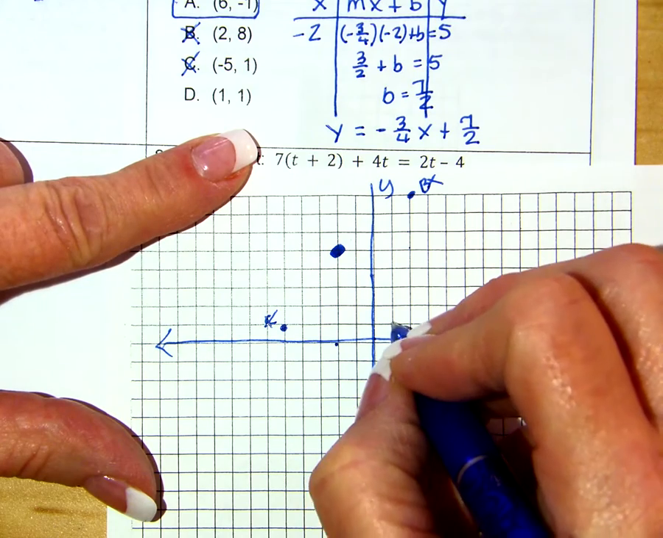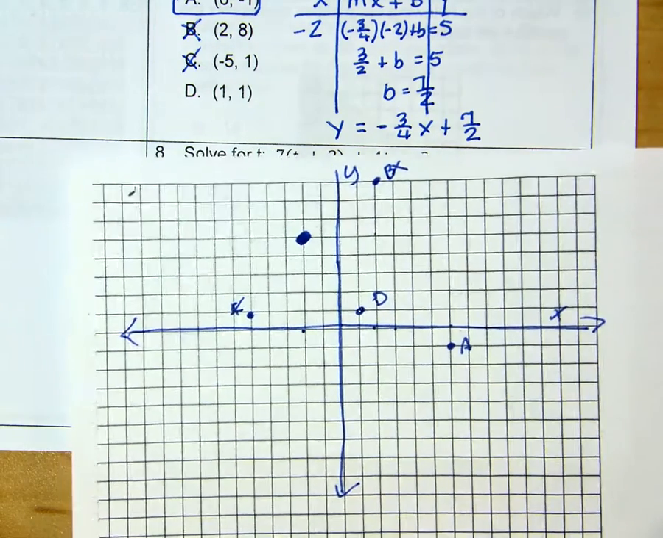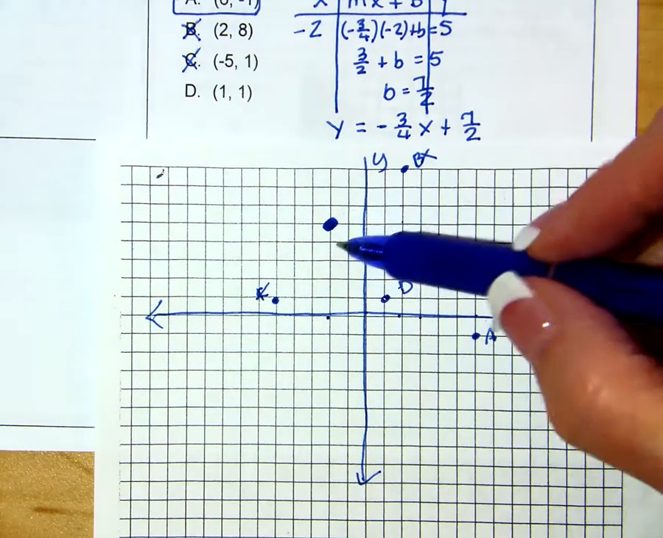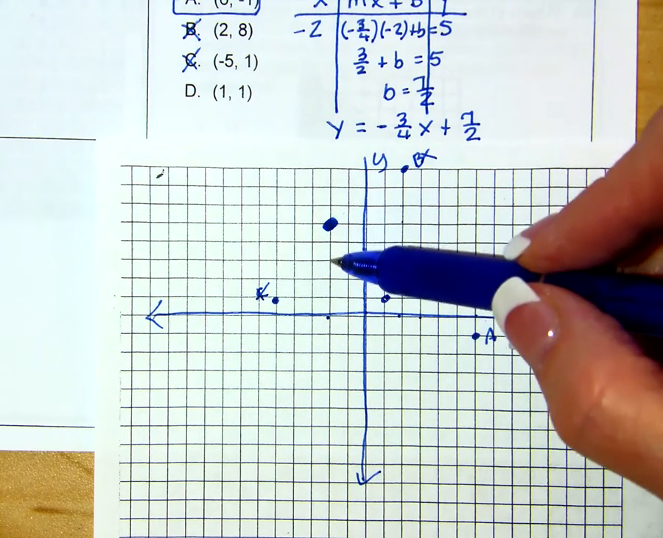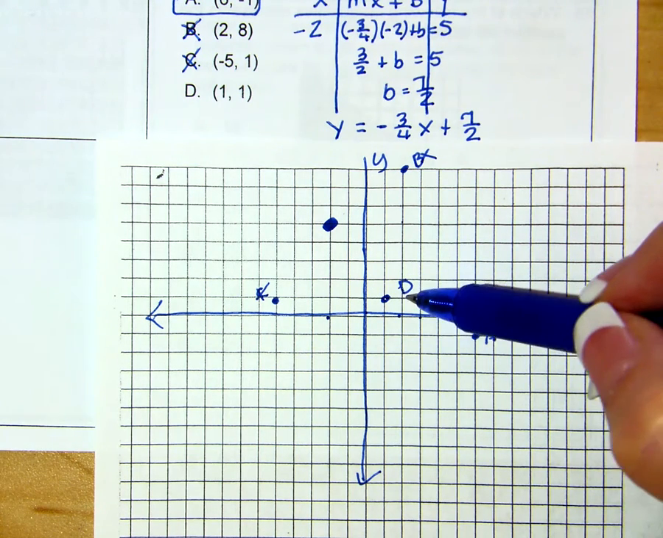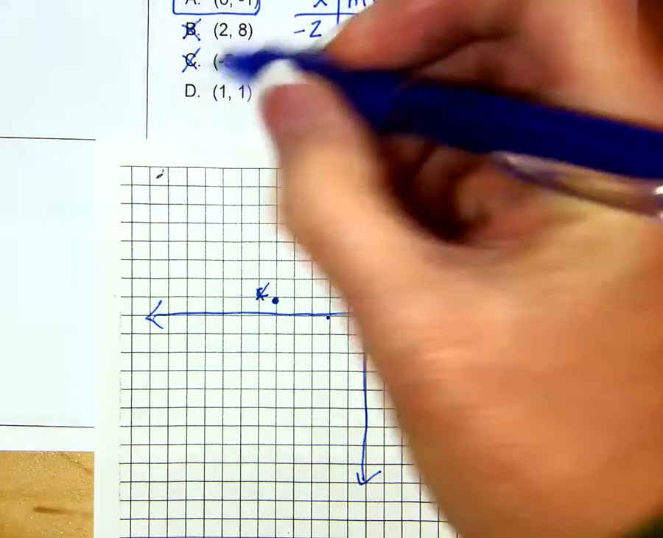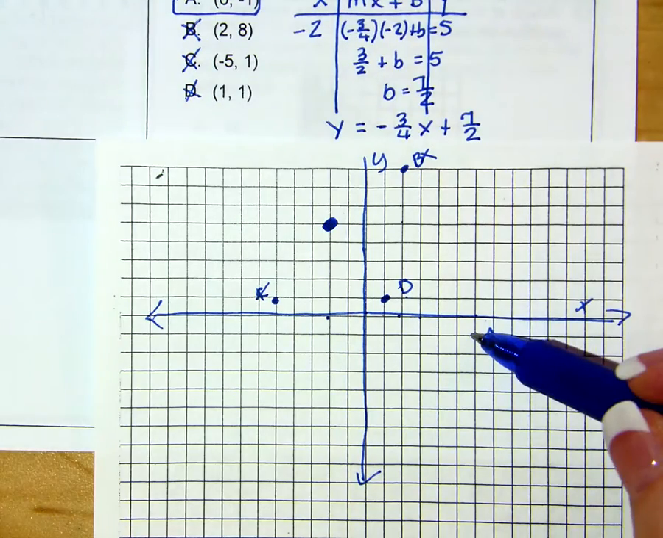And then over 1, up 1. So D would also be a possibility. So at this point, it would just be a matter of counting. Negative 3/4. 1, 2, 3, 1, 2, 3, 4. That's not D. 1, 2, 3, 1, 2, 3, 4. There's point A, so it is not point D. It is indeed point A.